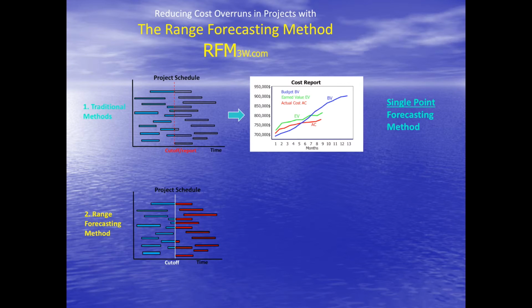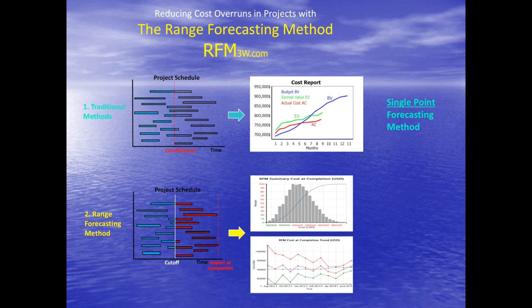For this reason, RFM calculates the status of the project at project completion at this point, and RFM applies risk analysis probabilities in the computation of the reports. This is explained in more detail later in this video. RFM is more widescreen and informative than traditional project control methods and will sound the alarm bells earlier than most single point forecasting methods do. RFM is not a single point forecasting method, but a probabilistic forecasting method.